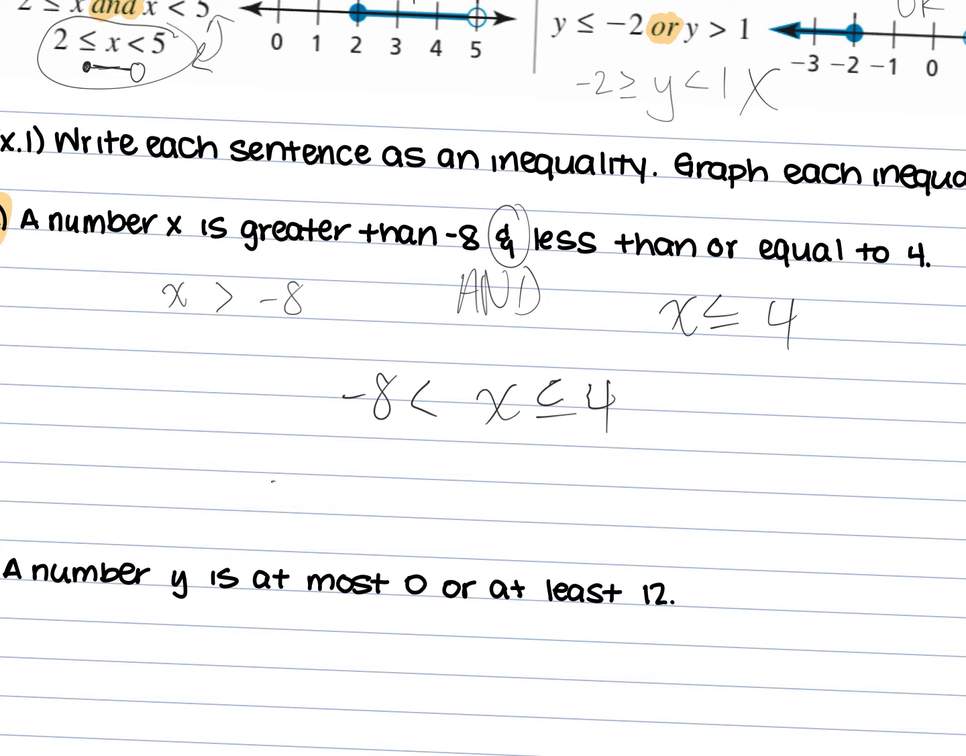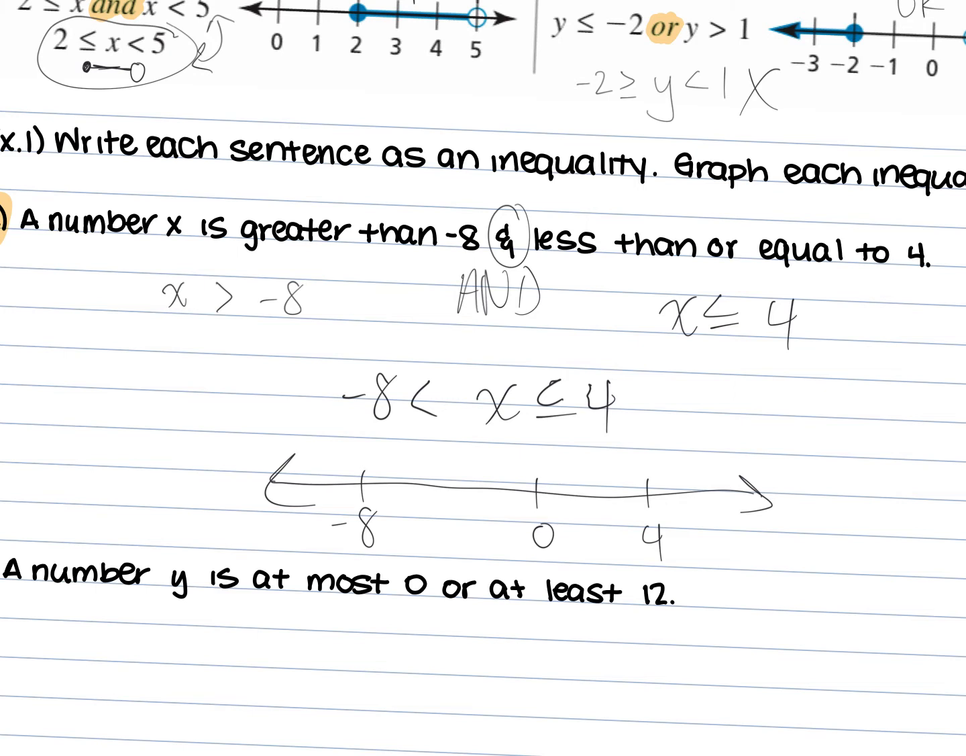So watch. We're going to draw a number line. How many numbers does Mr. Yurko need on a number line? 3. Okay, so put the 4 over here. Put the negative 8 over here. What's another number we could put on there? 0. 0 is going to lie somewhere in the middle. Do you guys agree? Okay.